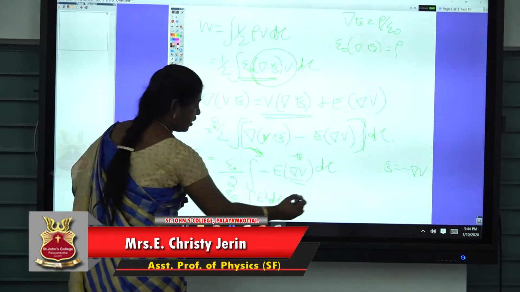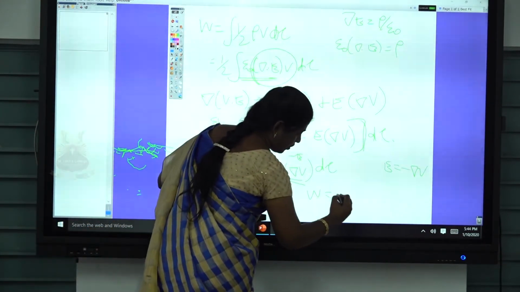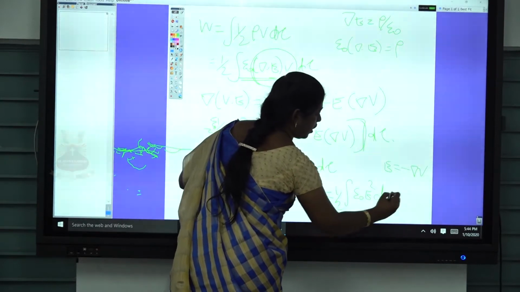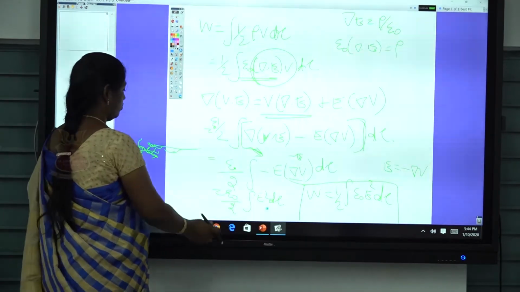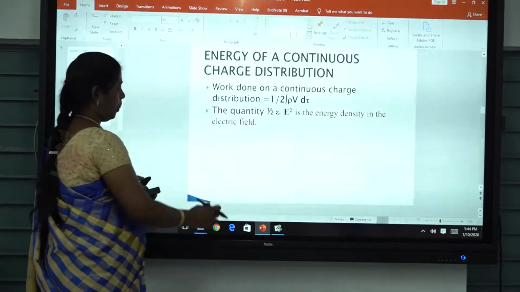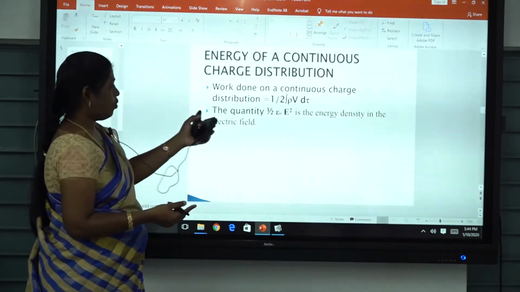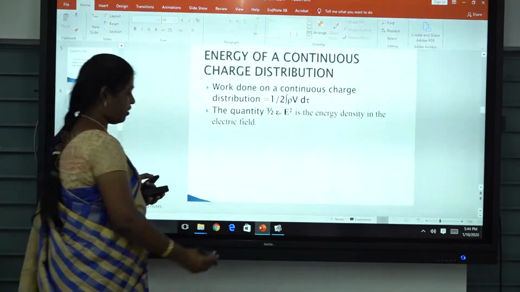So, the work done stored in a continuous charge distribution is 1 by 2 integral of epsilon naught E square d tau. So the work done on a continuous charge distribution equals half into rho V. The quantity half epsilon naught E square is the energy density stored in an electric field.